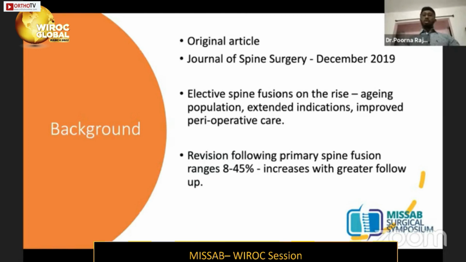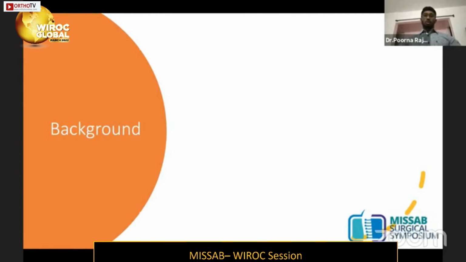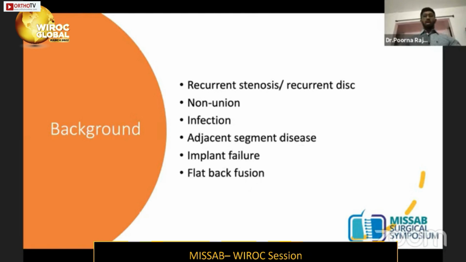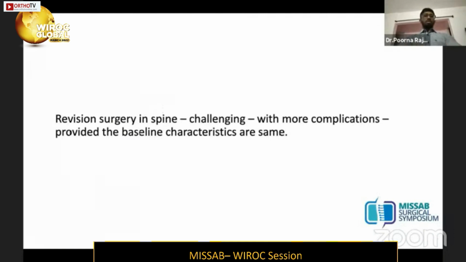And revision following a primary spine fusion ranges from 8 to 45%, which has been taken from multiple articles, and it increases with a longer follow-up. So what are the causes for revision? It may be a recurrent disc or recurrent stenosis, non-union at the fusion site, infection, adjacent segment disease, which is very extensively discussed everywhere, implant failure and flat back fusion. Revision surgery in spine is challenging because it tends to produce many more complications, even if the baseline characteristics of the patient are the same.